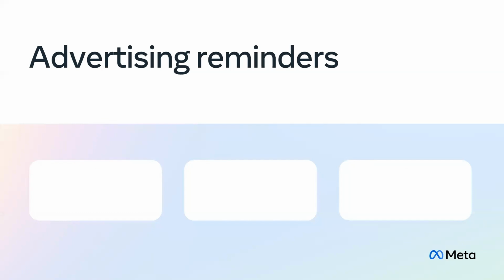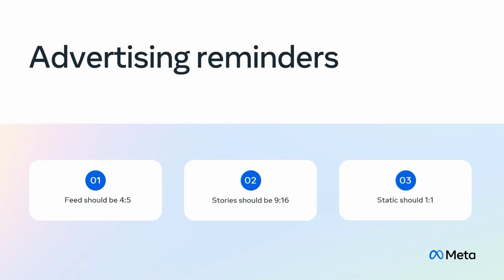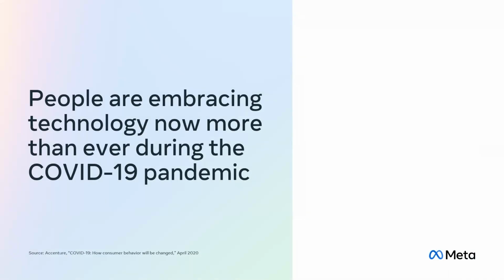Certain advertising reminders for you. Remember, your ad should be in 4:5 for feed. Your stories and reels should be 9:16. And if it's a static image, it should always be in 1:1. These are the most important advertising reminders.